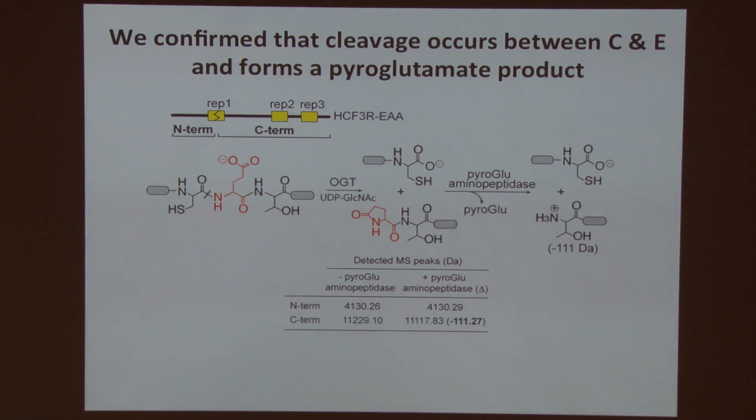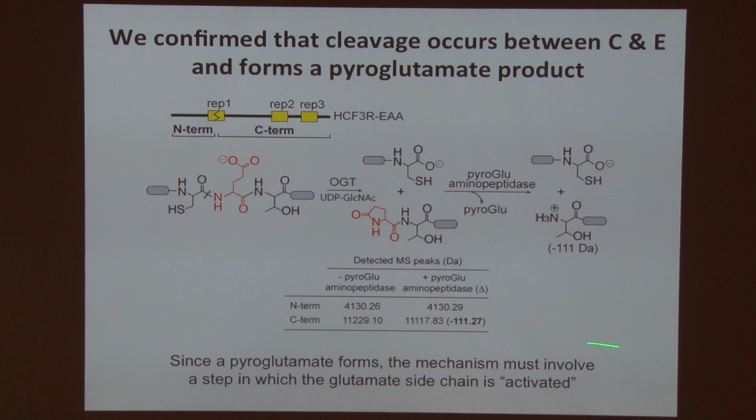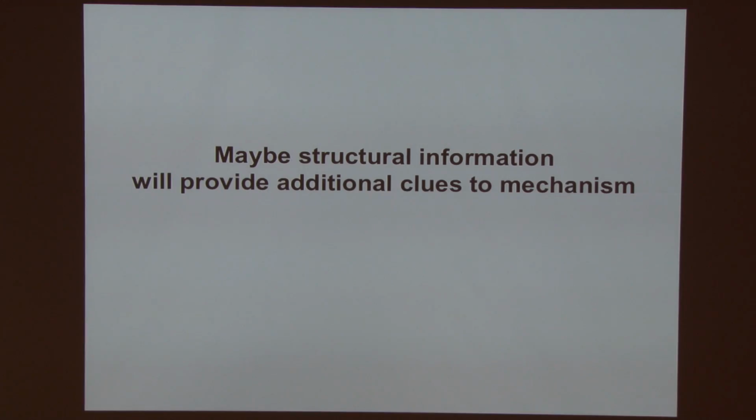But in any case, this was a clue, because what it told us was that if a pyroglutamate is forming, then we have to have something happening in this reaction where the glutamate side chain is getting activated, because you obviously aren't going to be able to simply condense this onto this carboxylate. So you have to activate that by some mechanism.